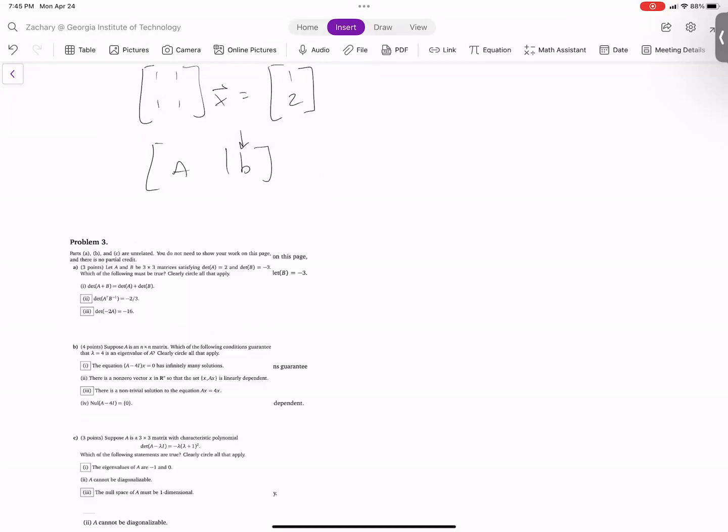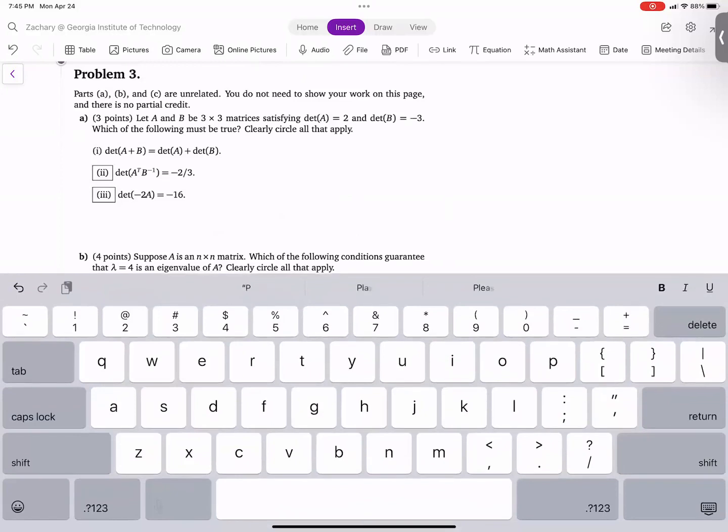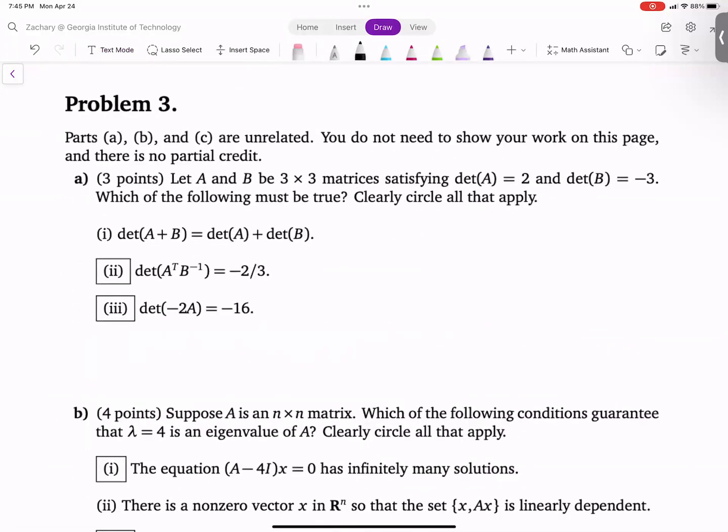So looking at problem 3. Starting from the top: let A and B be 3 by 3 matrices satisfying the following conditions. Determinant of A is 2 and determinant of B is -3. Then which of the following must be true? Part 1 here is not always true. We can't break up determinants with pluses. So that one is right off the bat not true.